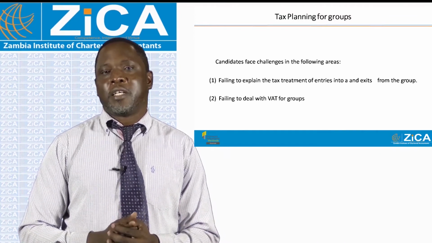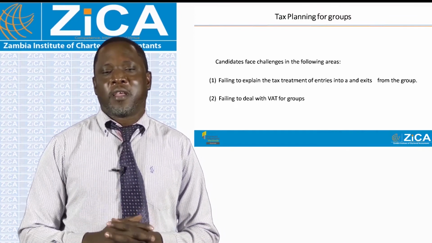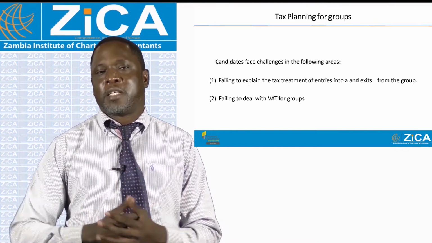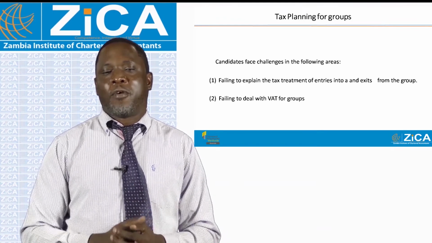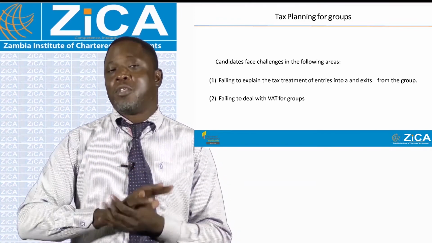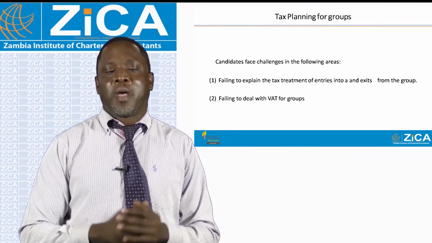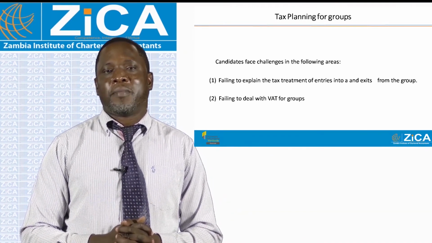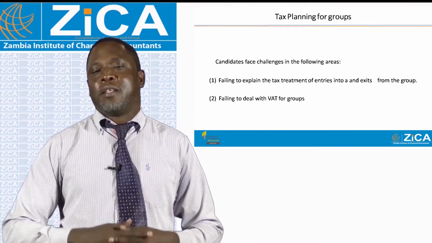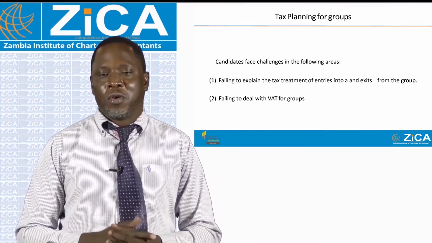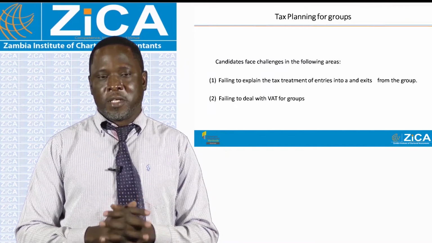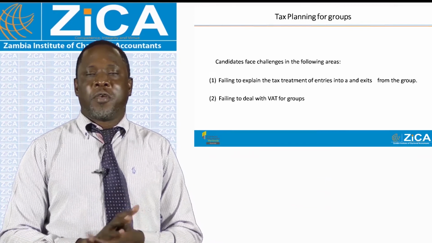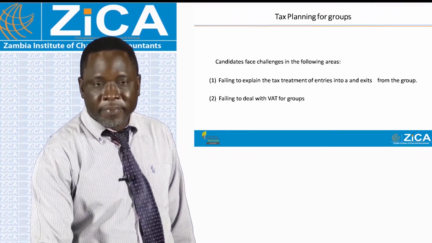What are the tax implications if, during the year, a subsidiary of a group of companies purchased another subsidiary, and therefore that new subsidiary joined the group? That is what we mean by group entries. Or what happens if during the year a group of companies sells one or two of its existing subsidiaries? That is an exit. Secondly, students also fail to deal with VAT for groups.